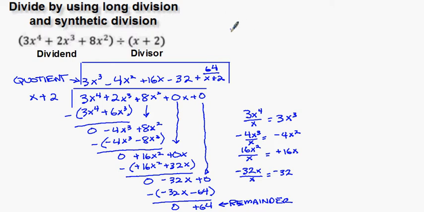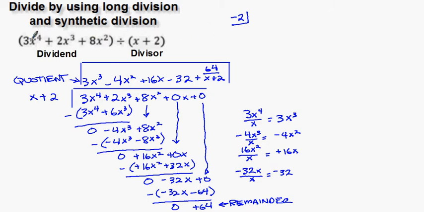We will now perform the same task using synthetic division. So I'm going to take my divisor. I'm looking at the additive inverse of my second term in the divisor. And so right now it's plus 2, so I'm going to put its additive inverse in this box right here.